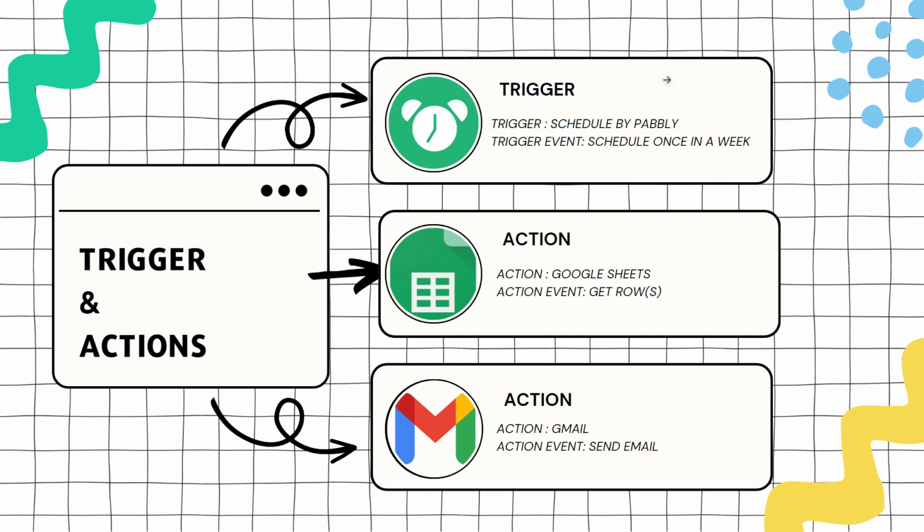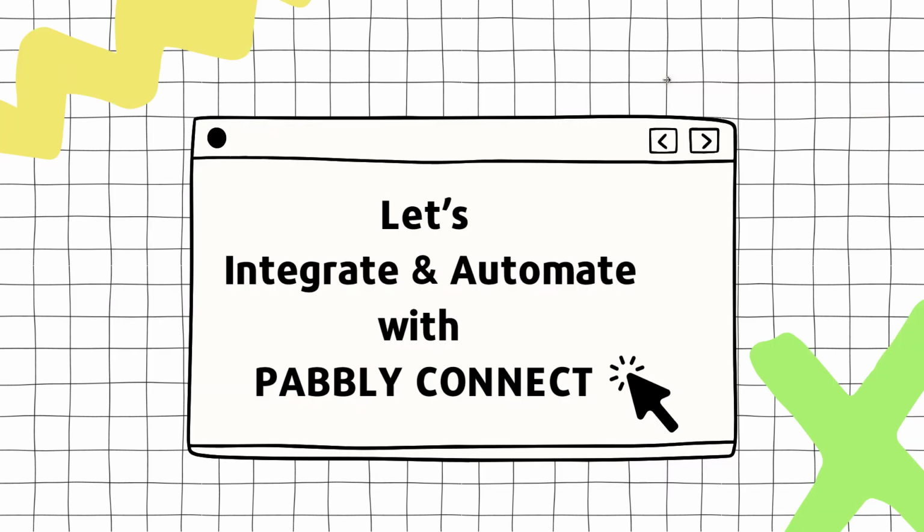So here let's assume that I have a supermart and I maintain my customer data in a Google Sheet. My objective is to send a special Saturday sale email to my customers on every Saturday. So now to do this, I need to build an integration between these applications to completely automate this entire process. So let's integrate and automate with Pabbly Connect.